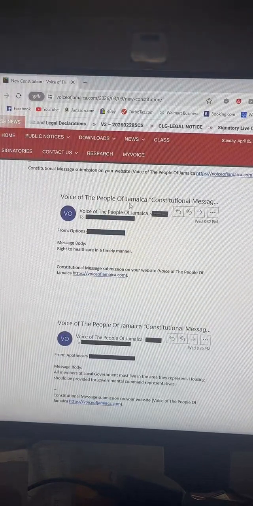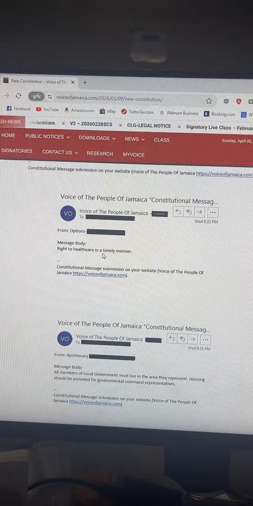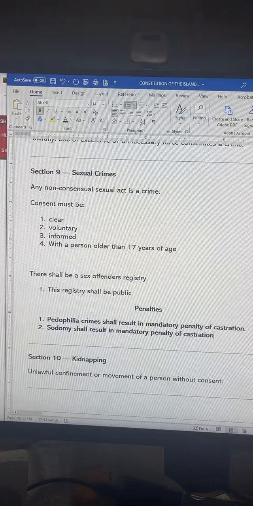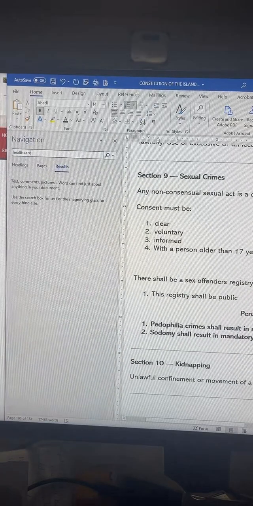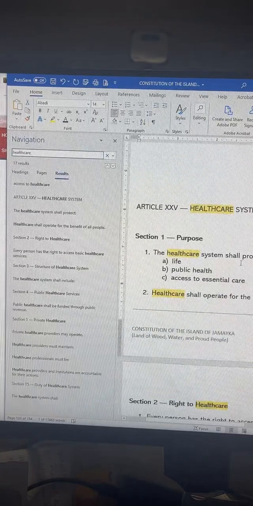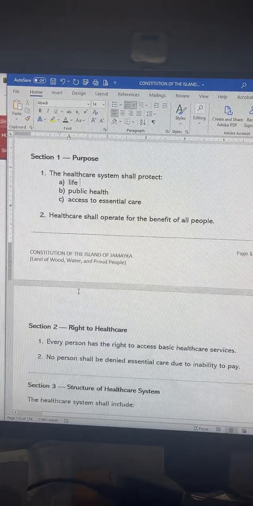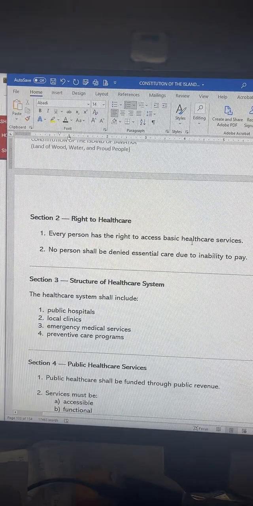So here we have another email. The right to healthcare in a timely manner. Right? I think we added that already. Let me see. Healthcare system. Healthcare shall operate for the full benefit. Right to healthcare. Person right to healthcare.